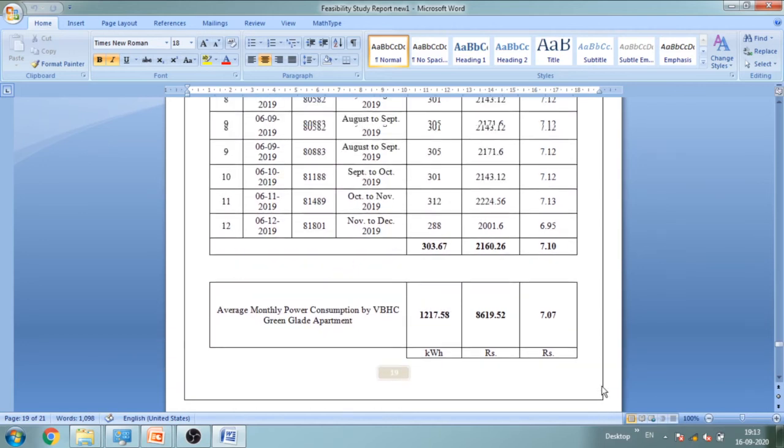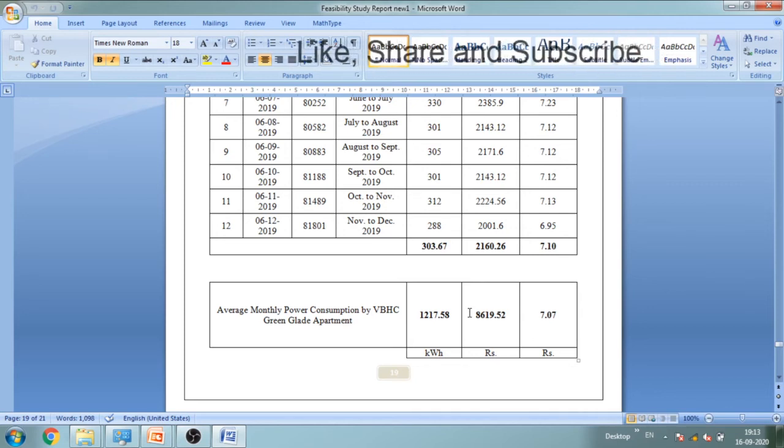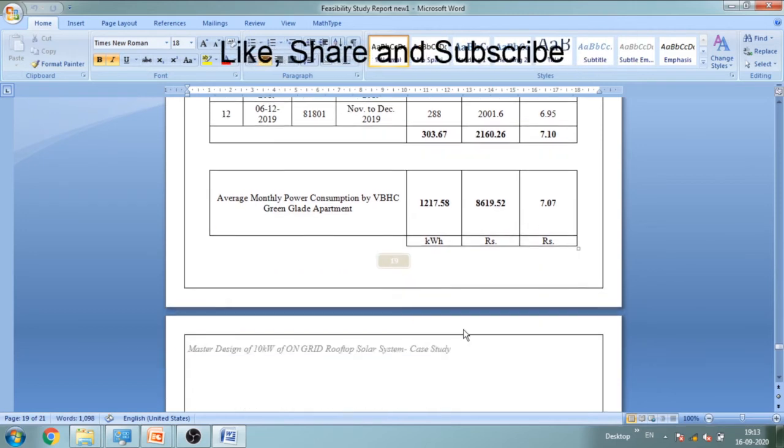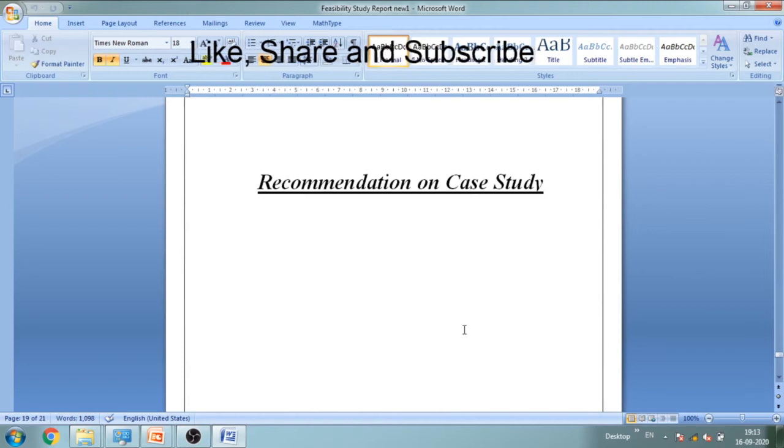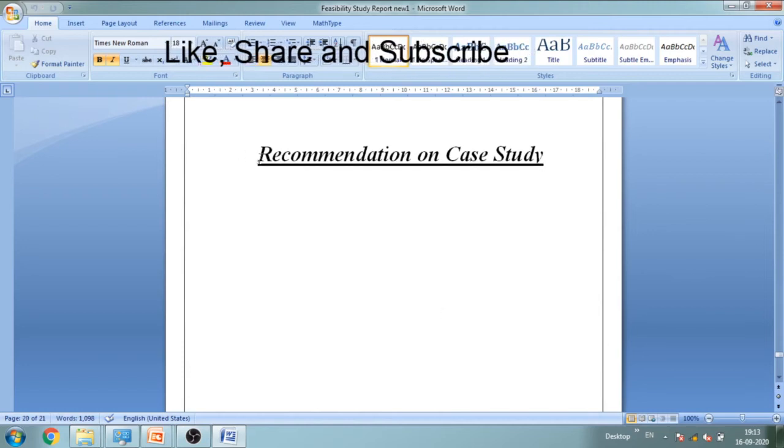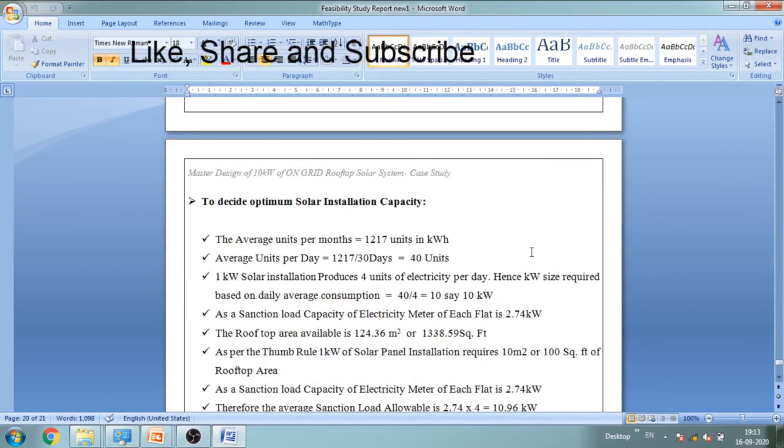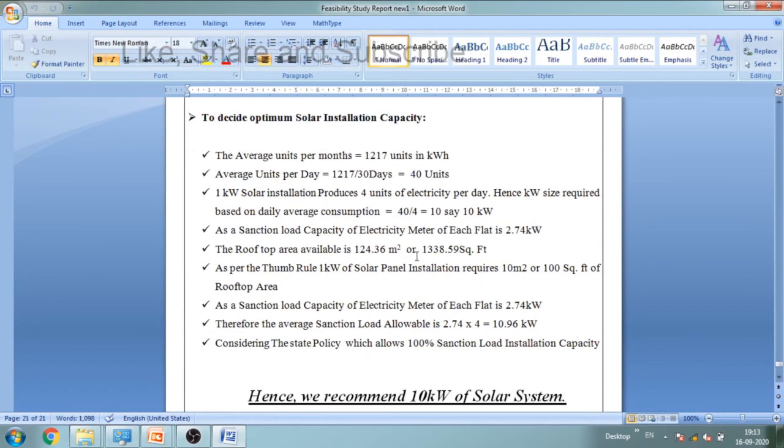Whenever we are deciding the basic capacity of a solar panel in kilowatt, we need to consider these parameters. According to them, we can estimate how much solar installation capacity is required to fulfill the consumer's requirement. And the last parameter that we need to mention in the feasibility study report is recommendations on the case study. While writing the recommendation, we should use this format.